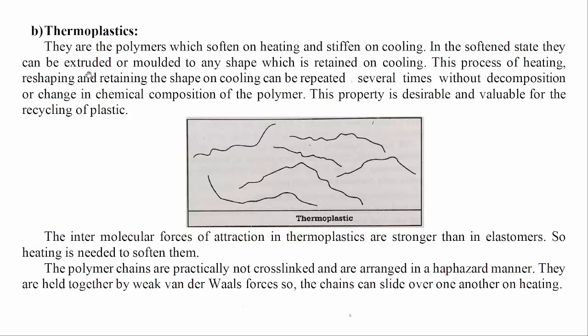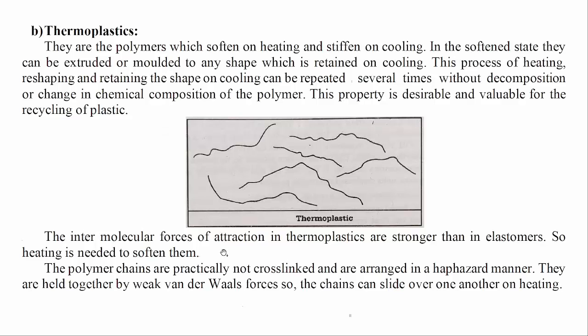B. Thermoplastics. They are the polymers which soften on heating and stiffen on cooling. In the softened state, they can be extruded or molded to any shape which is retained on cooling. This process of heating, reshaping and retaining the shape on cooling can be repeated several times without decomposition or change in chemical composition of the polymer. This property is desirable and valuable for the recycling of plastic.